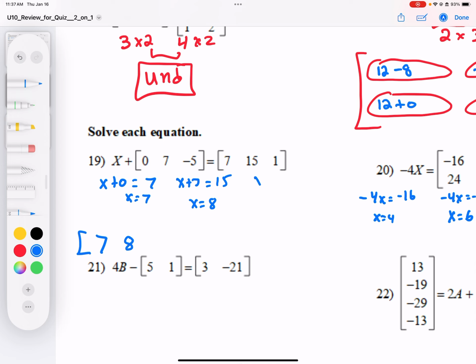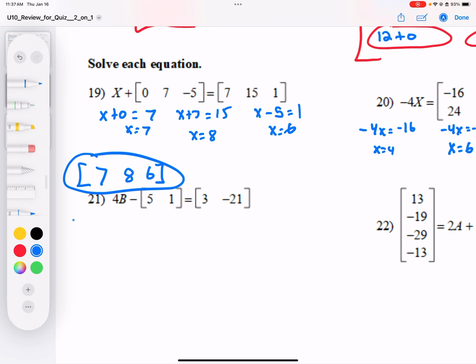And then we go x minus 5 equals 1. Plus, and this is minus 5, so I just put minus 5, and there's my equals 1. So x is equal to 6. Now we did that one. There's our solution for number 19.